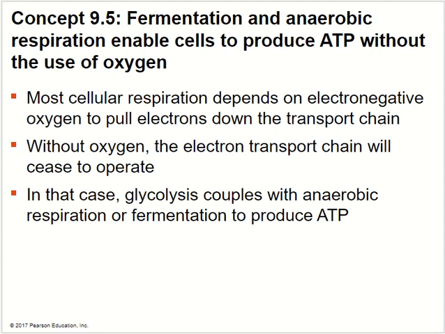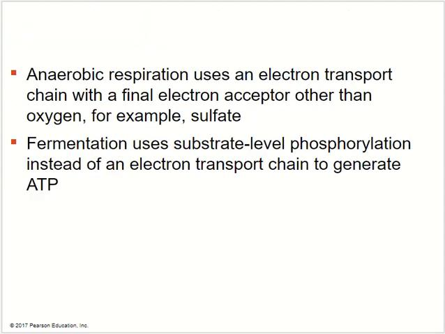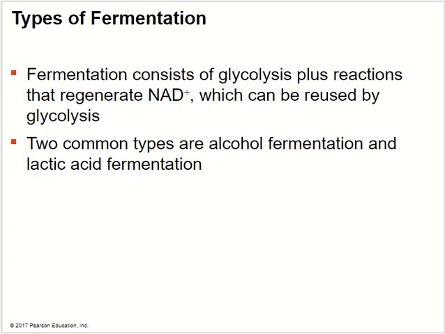Most cellular respiration depends on electronegative oxygen to pull electrons down the transport chain. Without oxygen, the electron transport chain will cease to operate. In that case, glycolysis couples with anaerobic respiration or fermentation to produce a small amount of ATP when the electron transport chain is not available, or when oxygen is not available. Anaerobic respiration uses an electron transport chain with a final electron acceptor other than oxygen, sometimes something with sulfur, like sulfate. Fermentation uses substrate-level phosphorylation instead of an electron transport chain to generate some ATP.